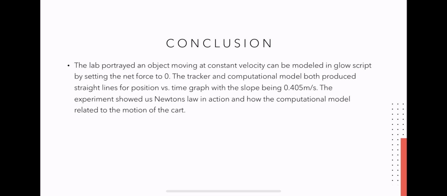Overall, this lab portrayed an object moving at constant velocity, and it showed that it can be modeled in GlowScript by setting the net force to 0. Tracker and the computational model both produce straight lines for the position versus time graph, with the slope being 0.405 meters per second. The experiment showed us Newton's law in action and how the computational model related to the motion of the cart.